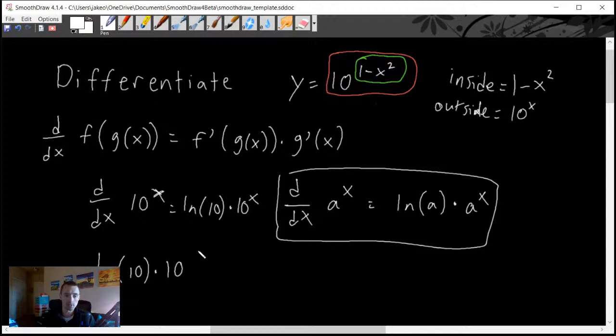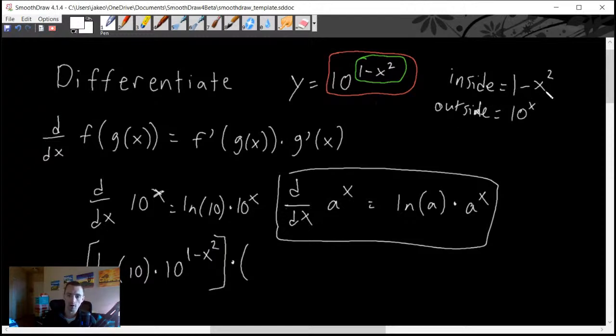However, it's not just going to be 10 to the x, because what we need to do here is leave our inside function alone. We need to leave our inside function still plugged in for x. So we're going to leave this 1 minus x squared as our inside function plugged in for x. So we're actually going to have derivative of the outside function, leave the inside function alone, is going to leave us with ln of 10 times 10 to the 1 minus x squared. And then, like I said before, we multiply that whole thing by the derivative of our inside function.